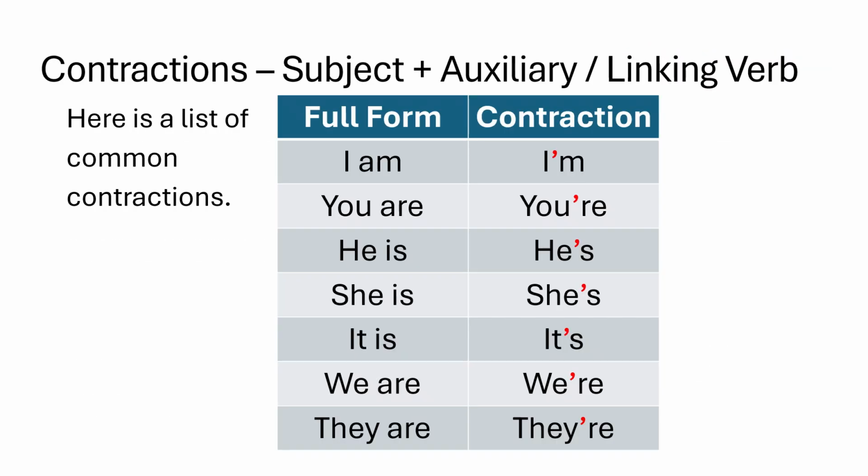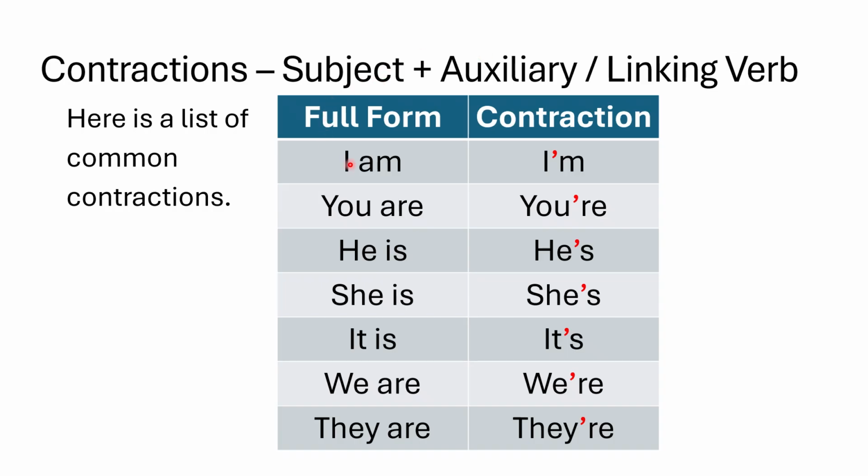Here is a list of common contractions. These contractions are made up of the subject and the verb to be. It is an auxiliary verb when it is helping a verb to show the present continuous tense. It is a linking verb when it comes before a predicate noun or predicate adjective that renames the subject. This is the full list.